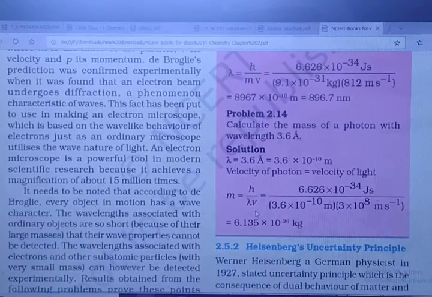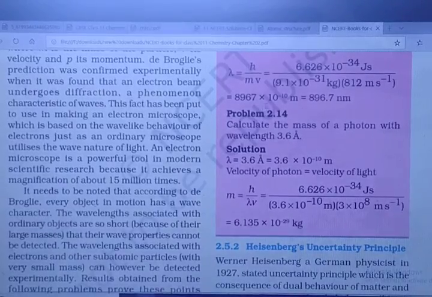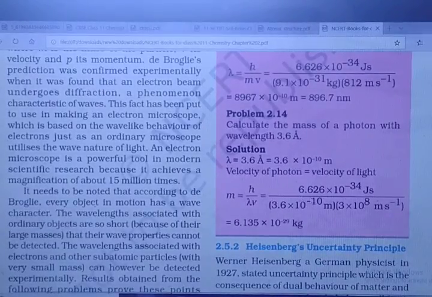Right? What was the formula? Here you can see lambda is equal to h by mv, so m will be h by lambda nu. h is Planck constant, lambda is 3.6 into 10 to the power minus 10, and nu means speed of light, because velocity of photon is equal to velocity of light. So 3 into 10 to the power 8 meter per second, and the answer is 6.135 into 10 to the power minus 29 kg.